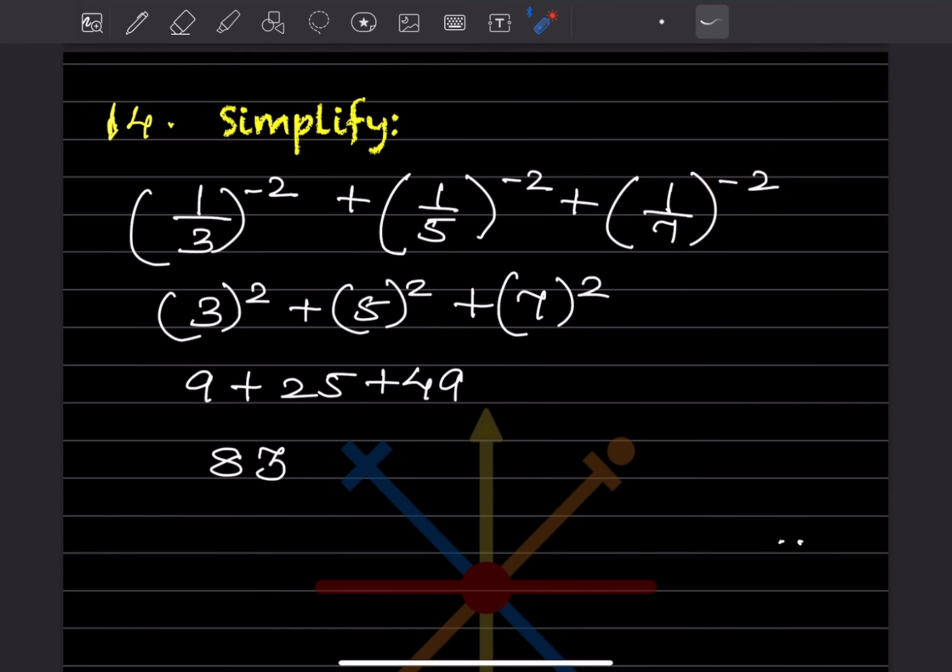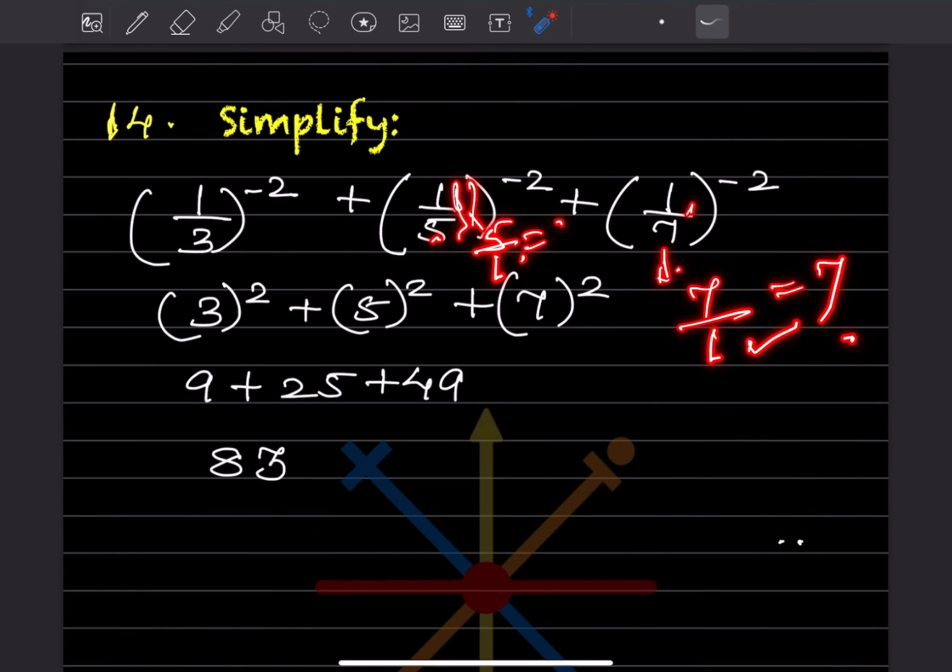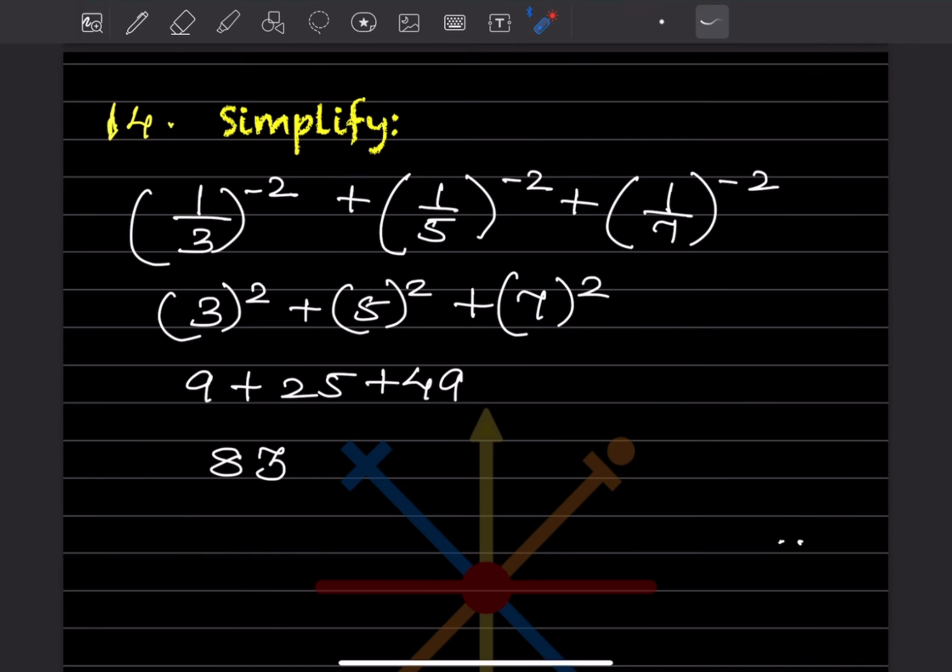And just try to solve it by taking the reciprocal, because now see here, this is going to be 7 by 1. Usually we don't write 1 in the denominator. So that is always going to be 7. Here also the same, 5 by 1, because we take the reciprocal. So that is going to be 5 here. 3 by 1, that is going to be 3. So this step is very important. So this will be 9 plus 25 plus 49. So that will be 83.